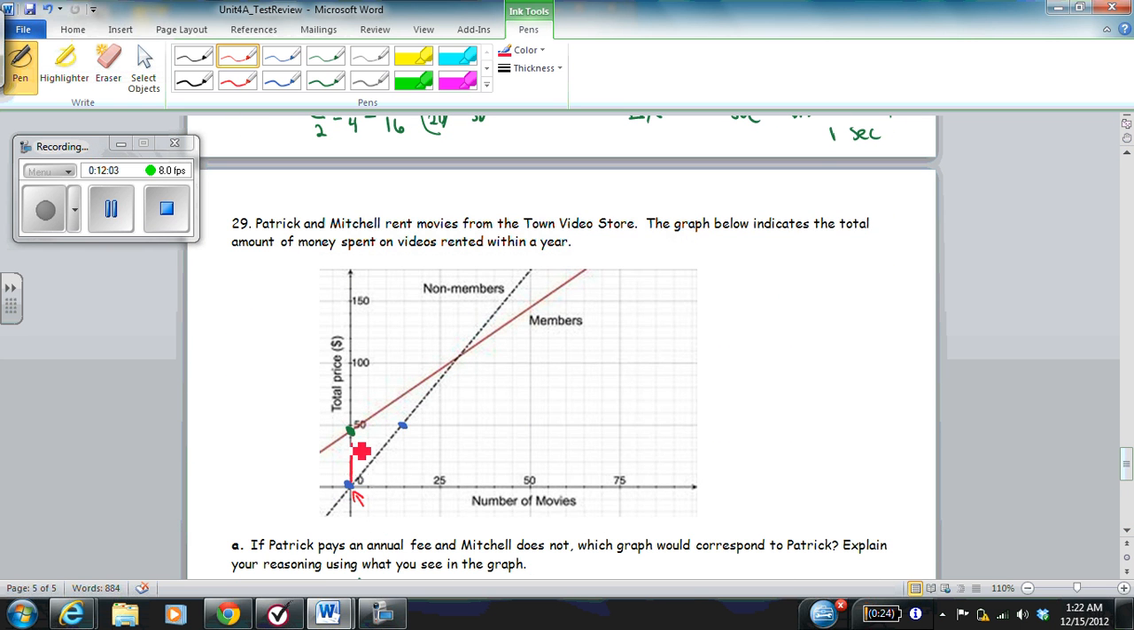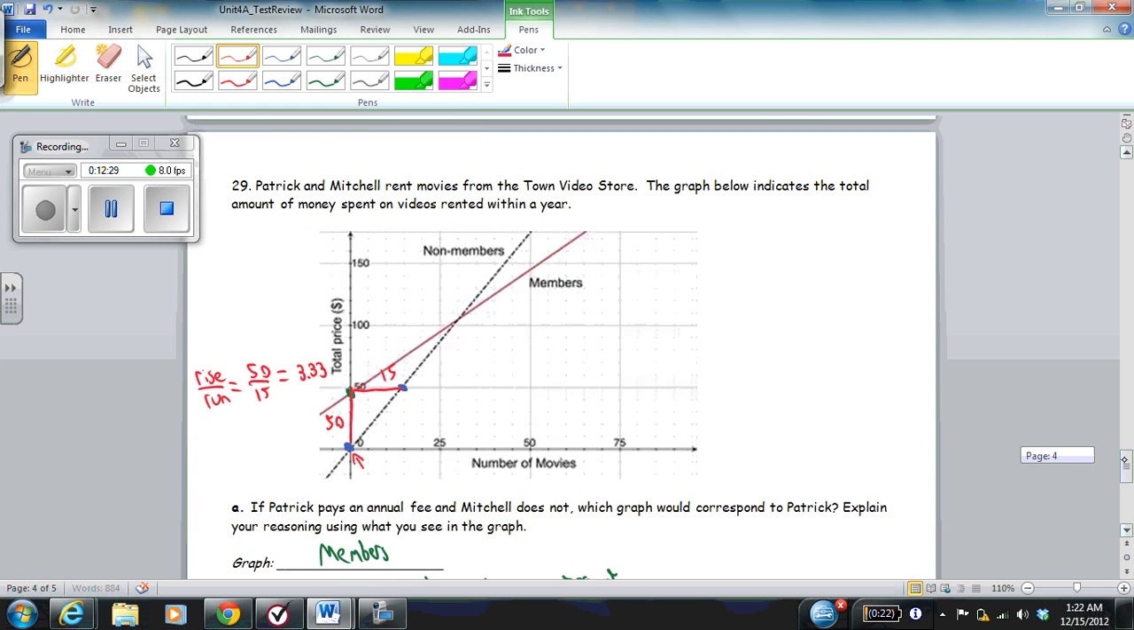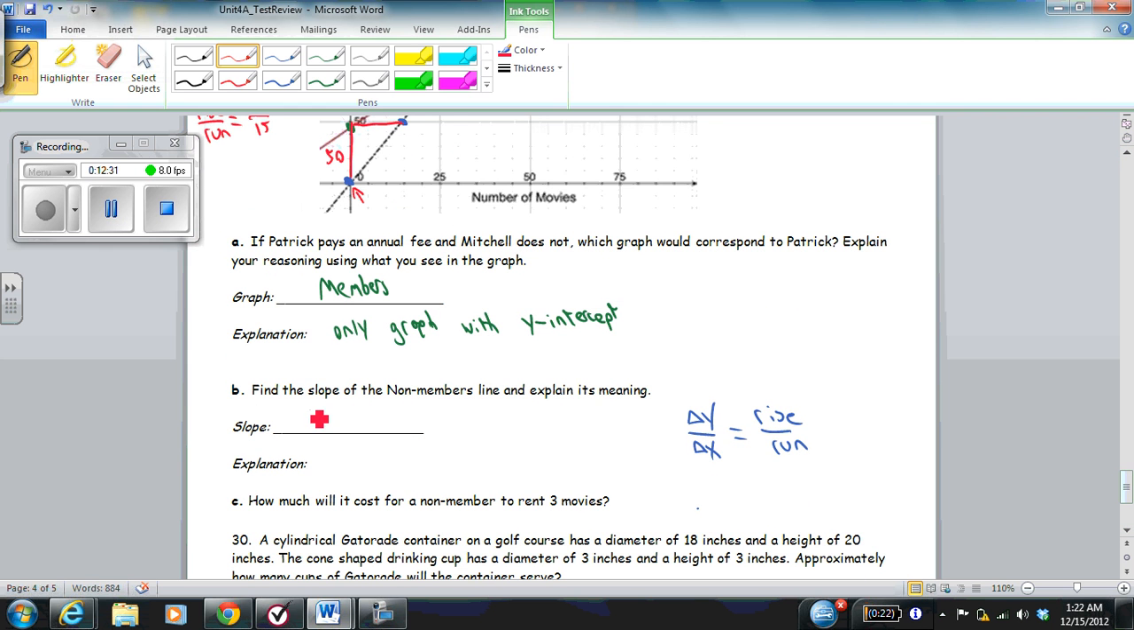So it looks like I rise 50 because of my scale. Y scale is 10, my X scale is 5, so this will be a run of 15. So my slope is rise over run, 50 over 15, which is 3.3 repeating. I'll round to 3.33. So the slope of that line is 3.33.